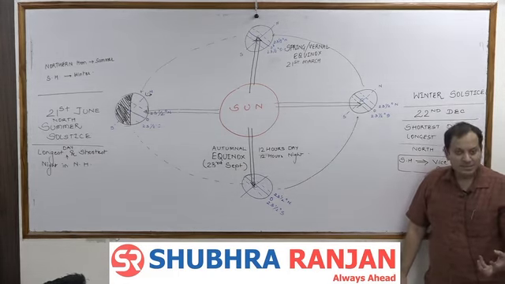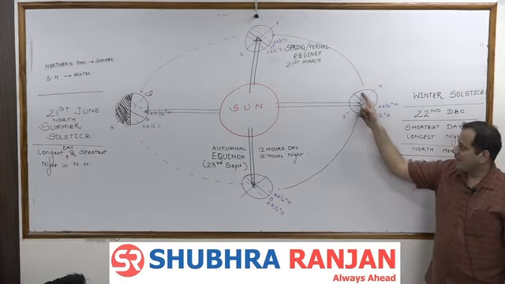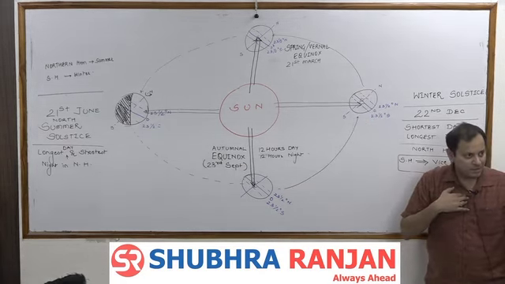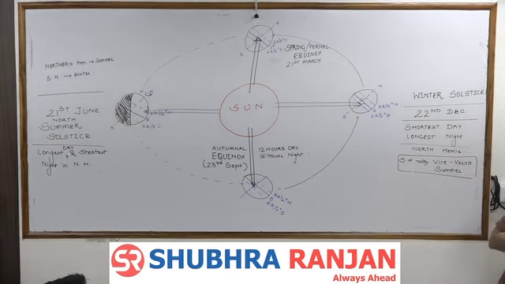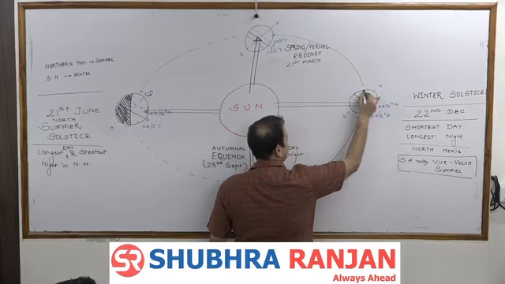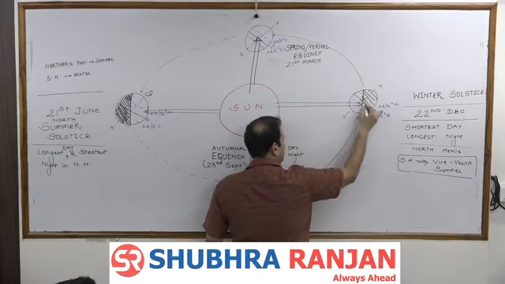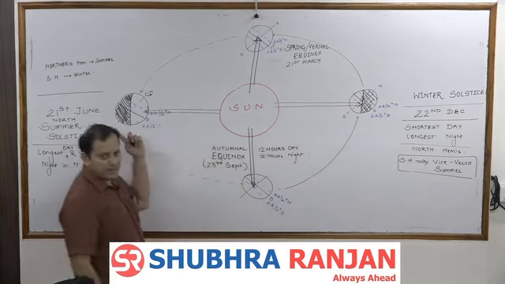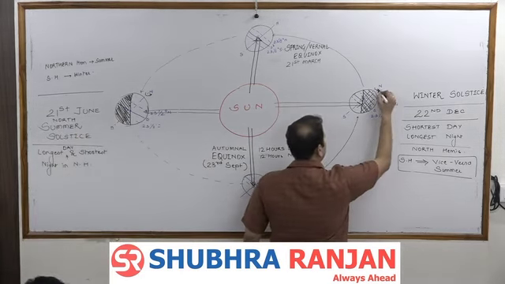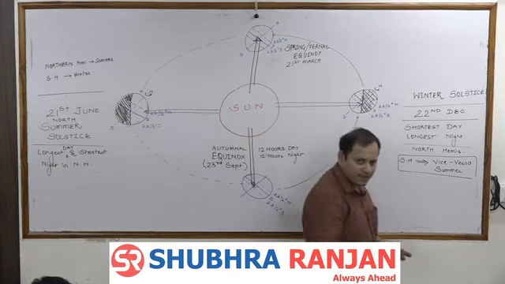What is that winter and summer? Nothing but the maximum amount of sun rays. If it is in the southern hemisphere, we northern hemisphere people feel cool. Why cool? Because only half of this is illuminated. So the northern hemisphere has more darkness and the southern hemisphere has more light. So rotation, day and night.